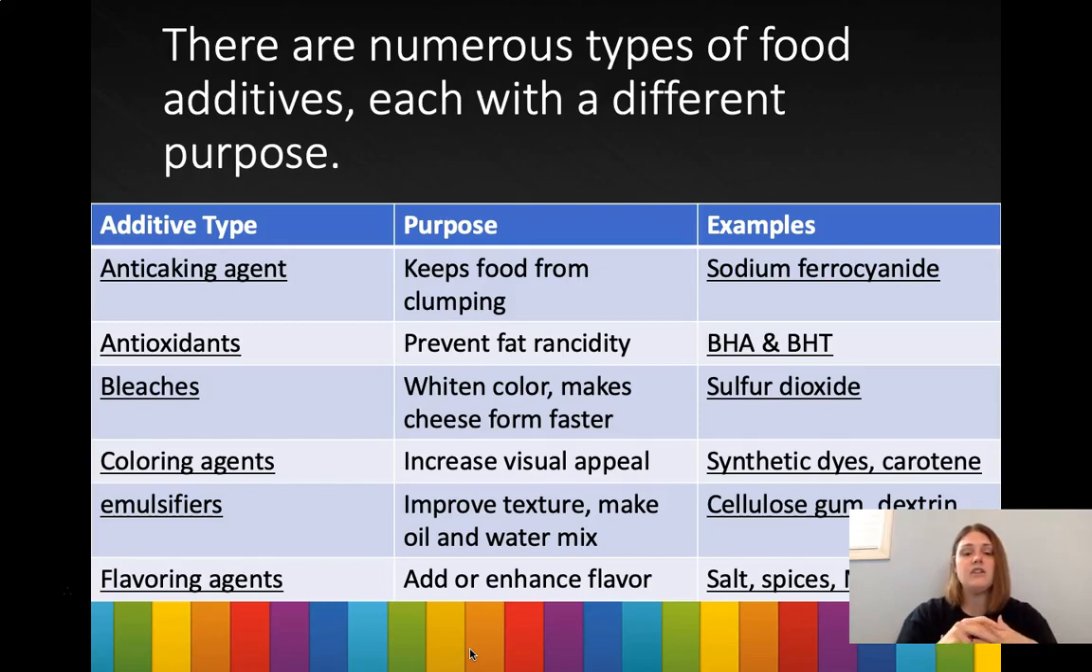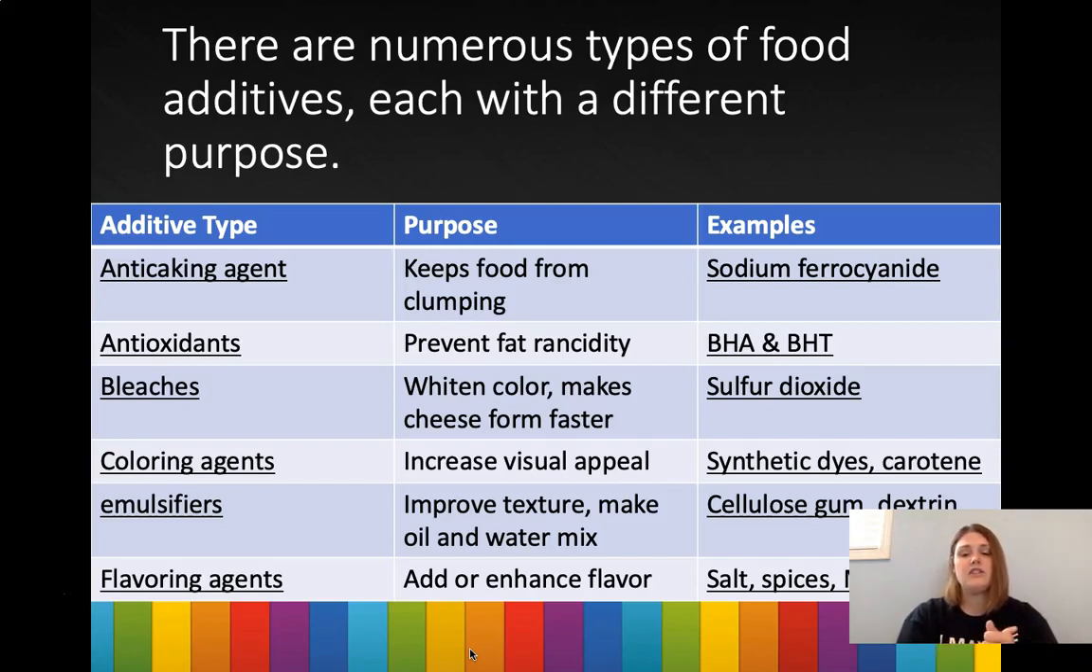Coloring agents can increase visual appeal. These are synthetic dyes and carotenes. These usually have big, long names. Sometimes they're shortened, and you'll call them things like red dye number 40, which a lot of people have allergies to. Emulsifiers improve texture and make oil and water mix. So you're going to find these in your baked goods. Cellulose gum and dextrin are two examples of that.